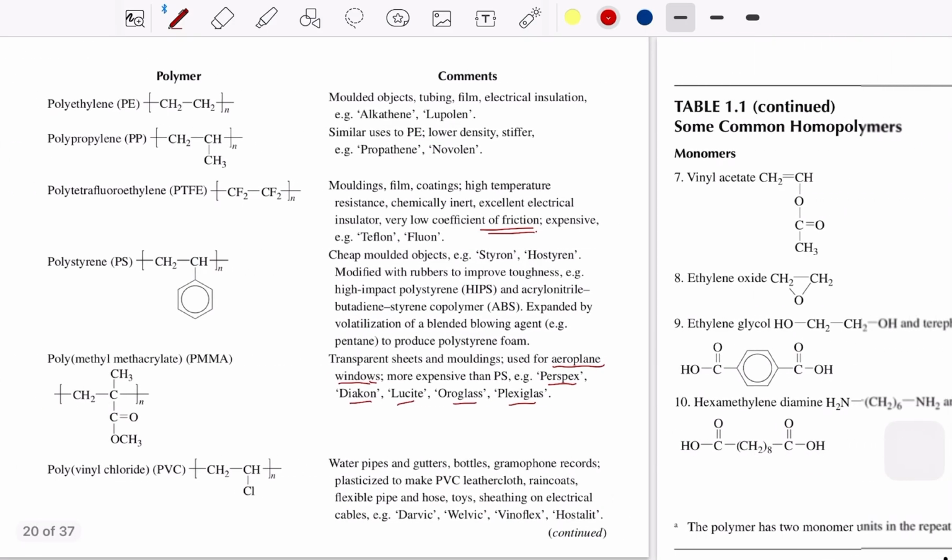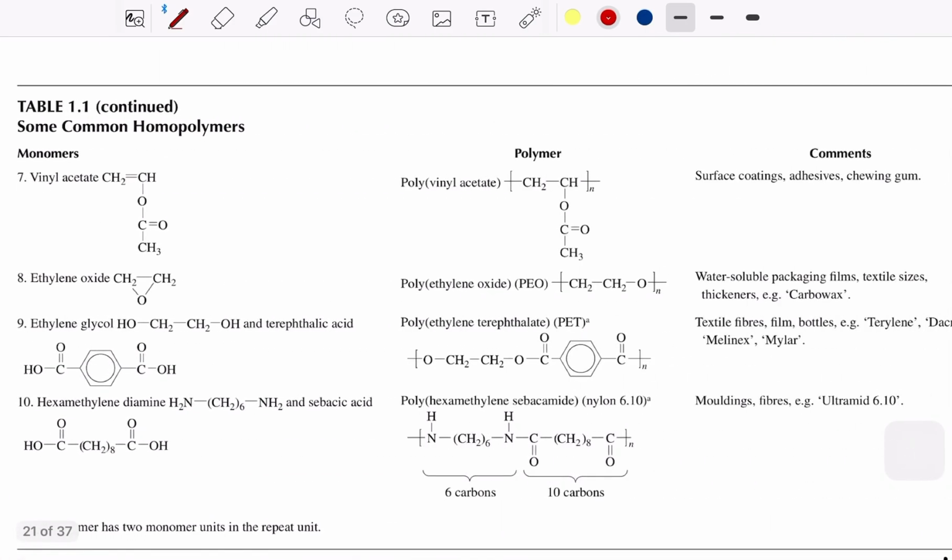Okay, and then the vinyl acetate, PVA, for coatings, for surface coatings, for adhesives, for gum. Yeah, PVA, a lot of them use as coatings. The polyethylene oxide for packaging. Okay, for packaging.